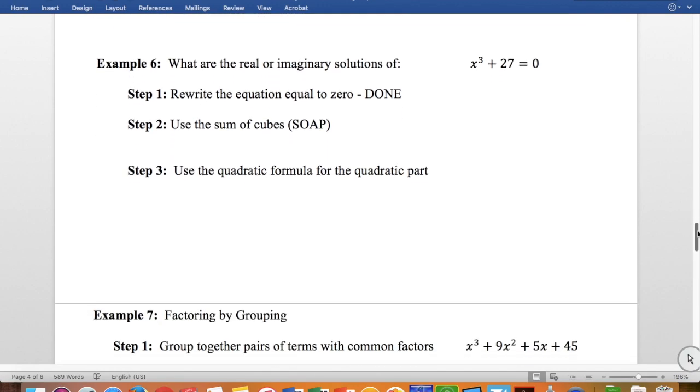Next example is just the opposite. Instead of a minus, we're going to have a plus. We have already rewritten the equation equal to 0. That part is done, so we're good there. So now I'm going to use my SOAP method. Okay, same, opposite, always positive.